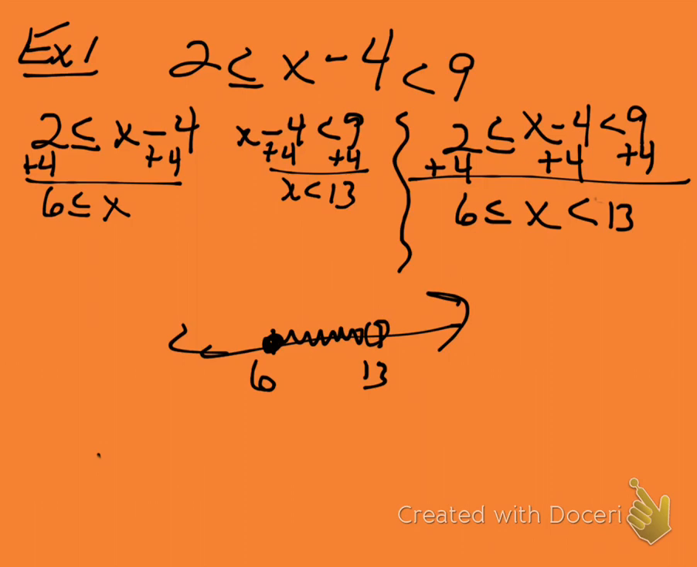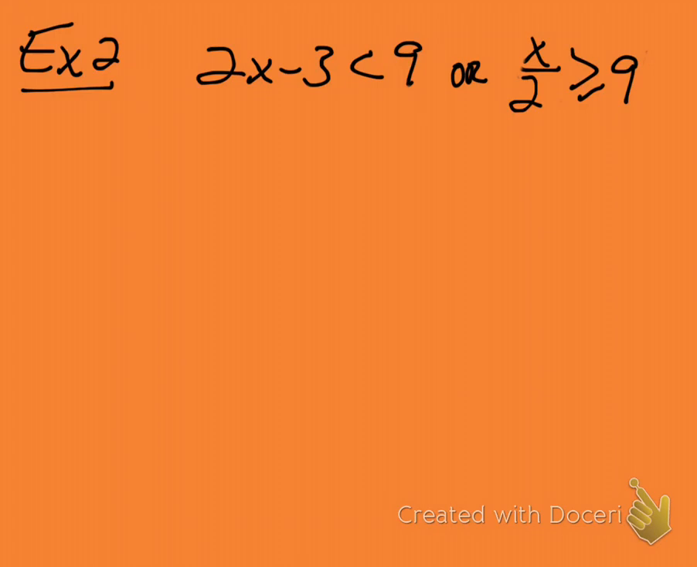There you go. Well, let's move on to example 2. Now this one is an "or," and we can't do the "or"s with the three-sided inequality. That's okay. We can work them both out separately.